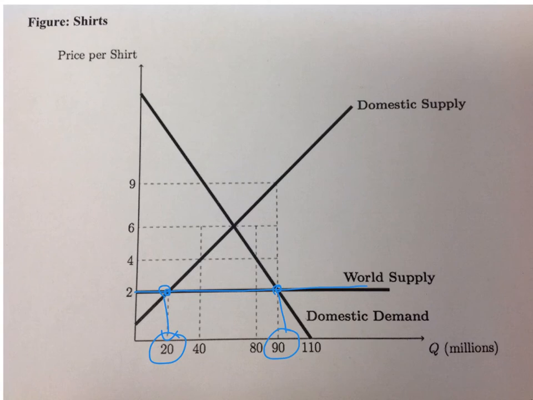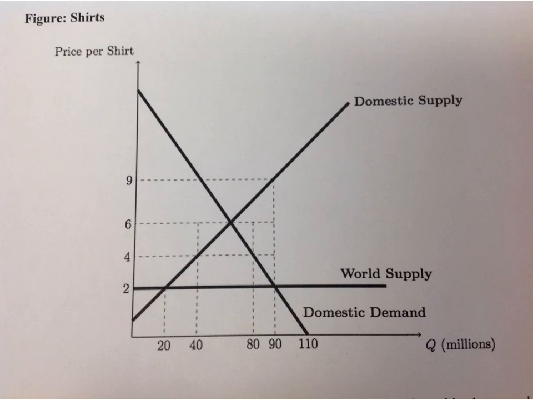So if U.S. consumers are wanting to buy 90 shirts and U.S. producers are only willing to produce 20, then this gap between 90 and 20 are our imports under free trade. So that's just 90 minus 20, which equals 70.